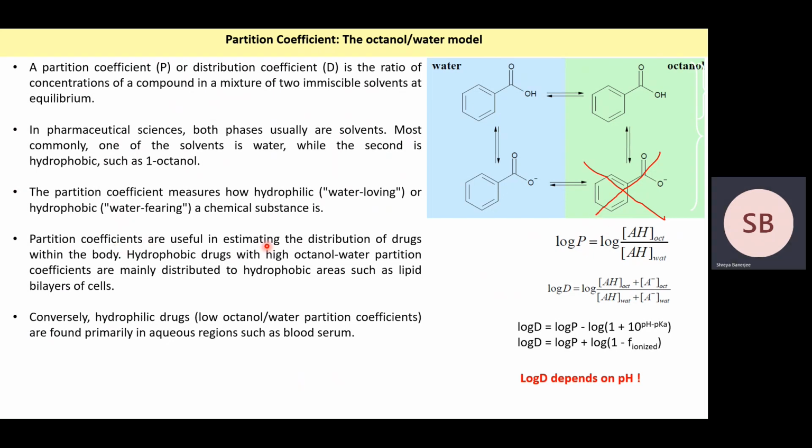Partition coefficients are useful in estimating the distribution of drugs within the body. Hydrophobic drugs with high octanol water partition coefficient are mainly distributed to hydrophobic areas, such as lipid bilayers of cells. Conversely, hydrophilic drugs with low octanol water partition coefficients are found primarily in aqueous regions such as blood serum.